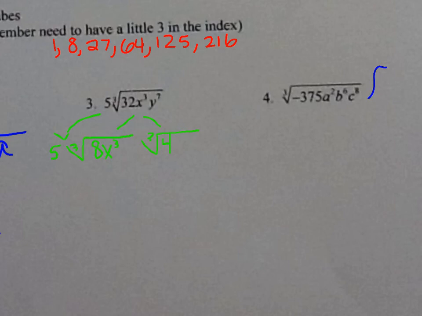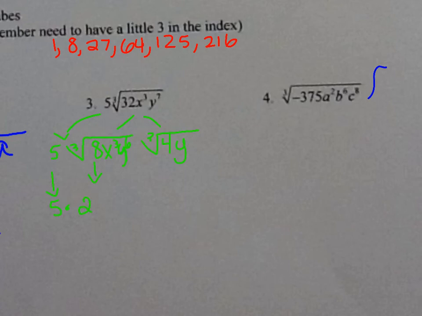And then I have a y to the 7th. That's not a perfect cube because 7 is not divisible by 3. So we're going to start going down, right? Go down, y to the 6th. Yes, y to the 6th is a perfect cube. 6 is divisible by 3, so it's y to the 6th times y. So I have 5 times, the cube root of 8 is 2.